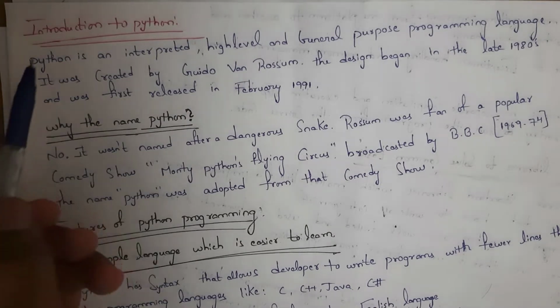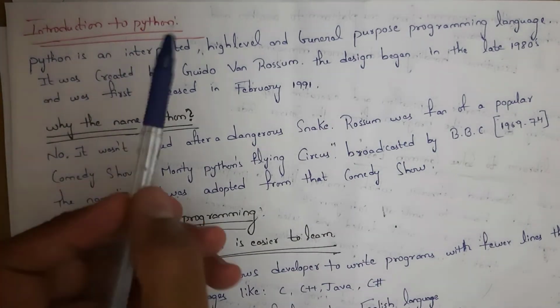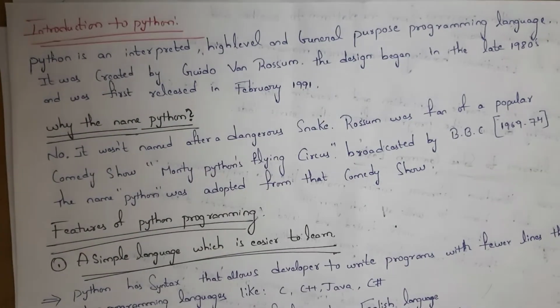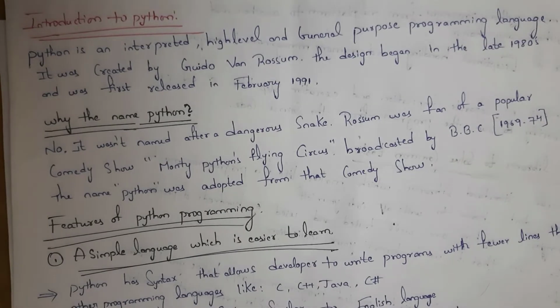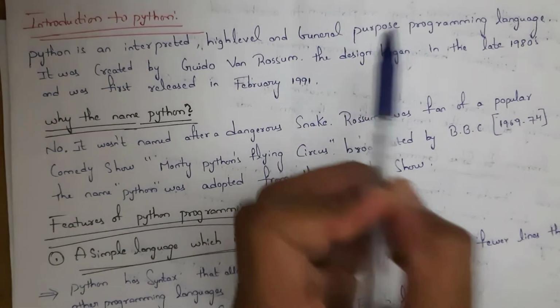Let's get started. Python is an interpreted high-level general purpose programming language. What is the meaning of this? Interpreted means, for example, if you consider a language like C, in C programming we use a compiler. But in Python, instead of a compiler we use an interpreter. And it is a high-level general purpose programming language.